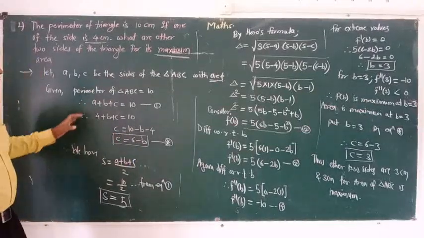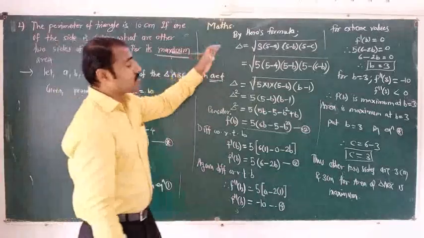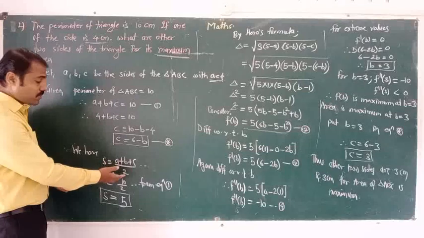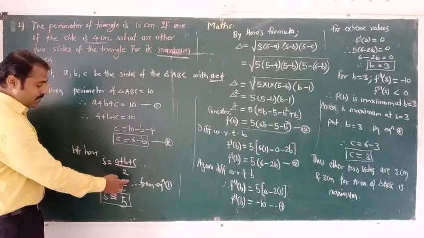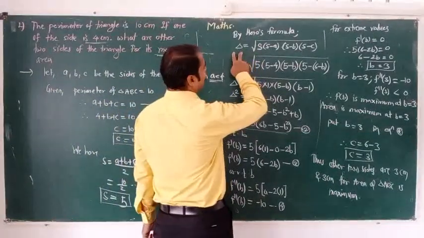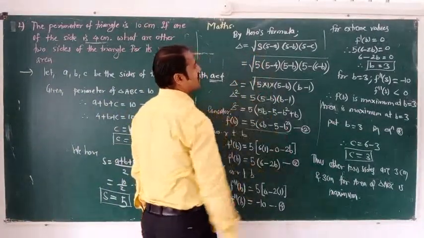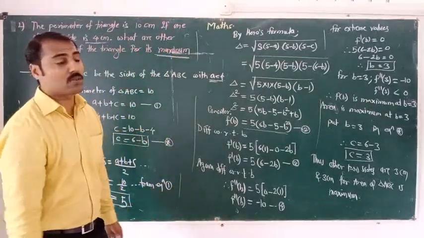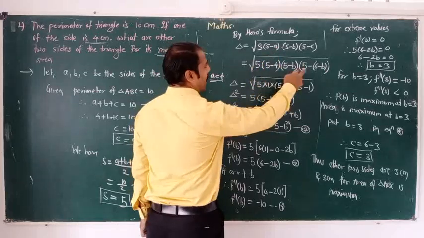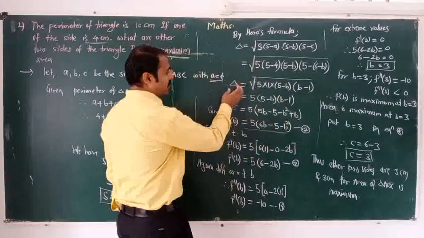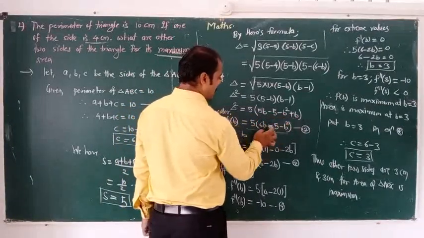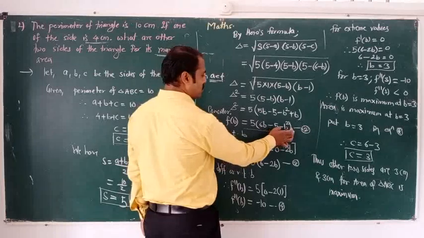But when sides are known, we use Hero's formula. For Hero's formula, we have to calculate s, which is nothing but a plus b plus c divided by 2. A plus b plus c is 10, so 10 by 2, s is 5. By Hero's formula, area of triangle ABC is equal to square root of s into s minus a into s minus b into s minus c. I can substitute the values of s, a and c. We get 5 into 5b minus 5 minus b square plus b, that is 5 into 6b minus 5 minus b square.